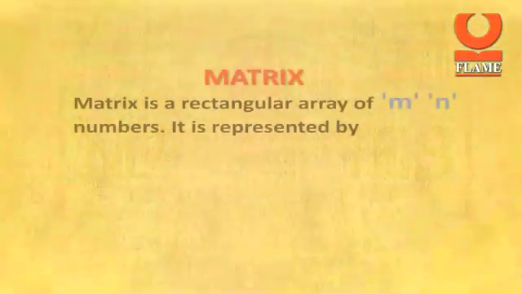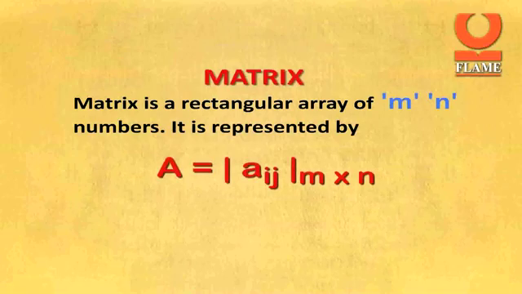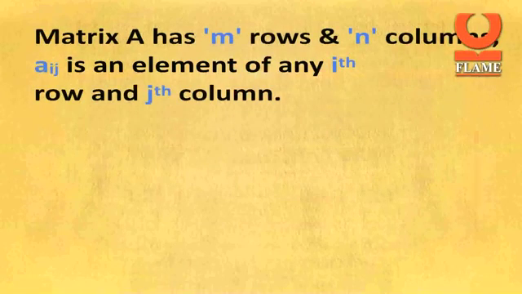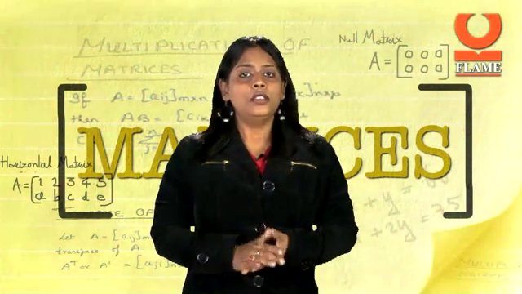Now let us define matrix. Matrix is a rectangular array of mn numbers. It is represented by A equal to [Aij] m×n, that is, matrix A has m rows and n columns. Aij is an element of the ith row and jth column. So, how many types of matrices are there? Let us see this.